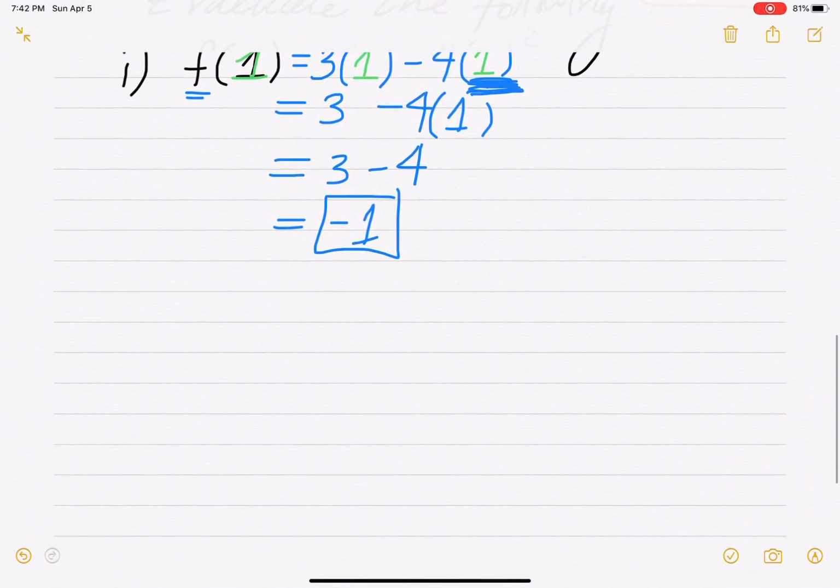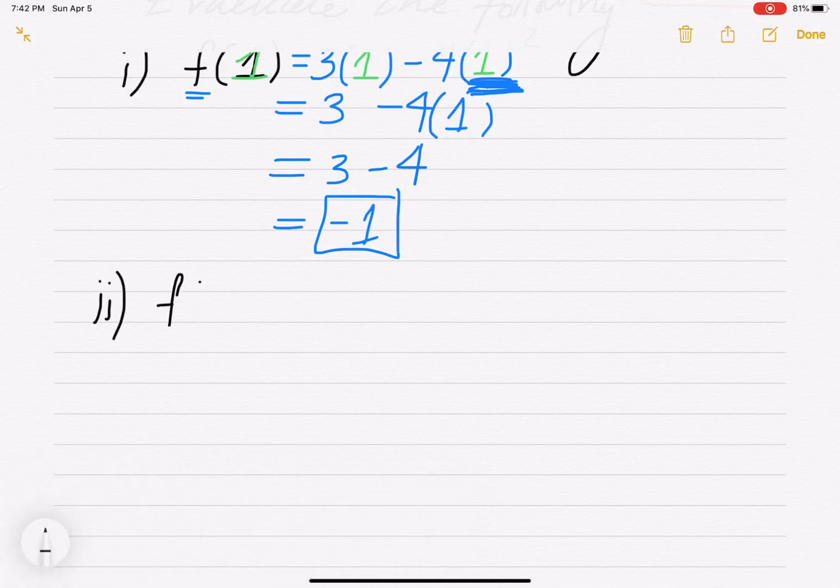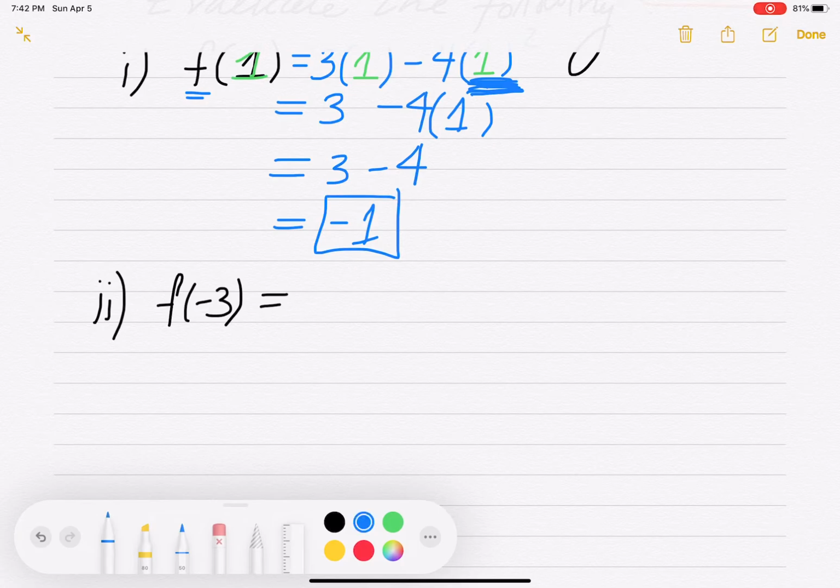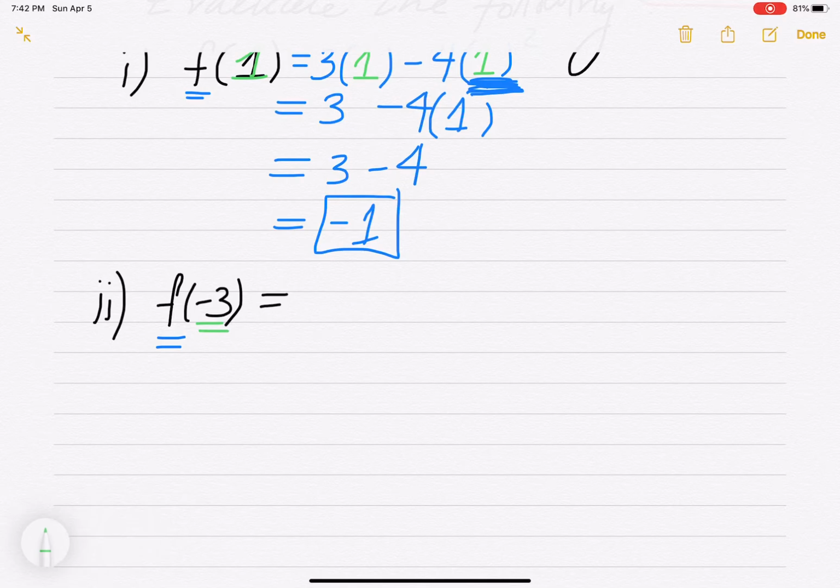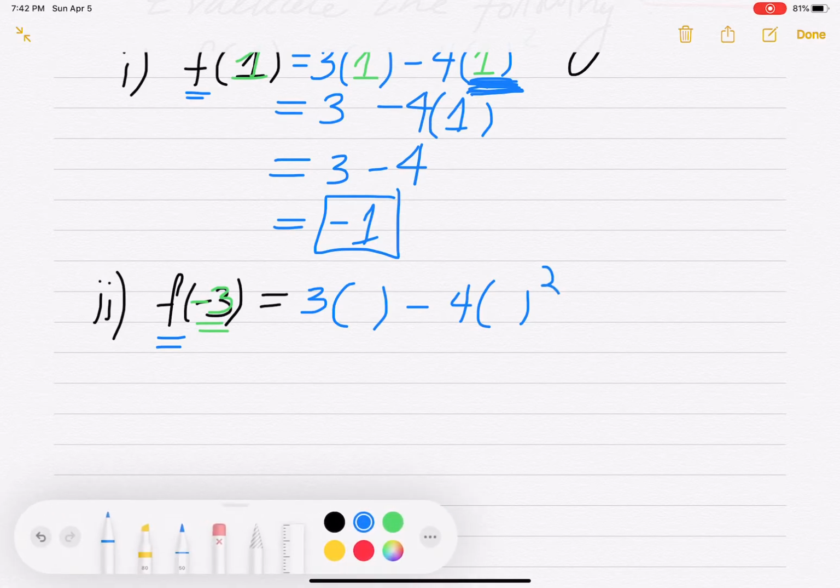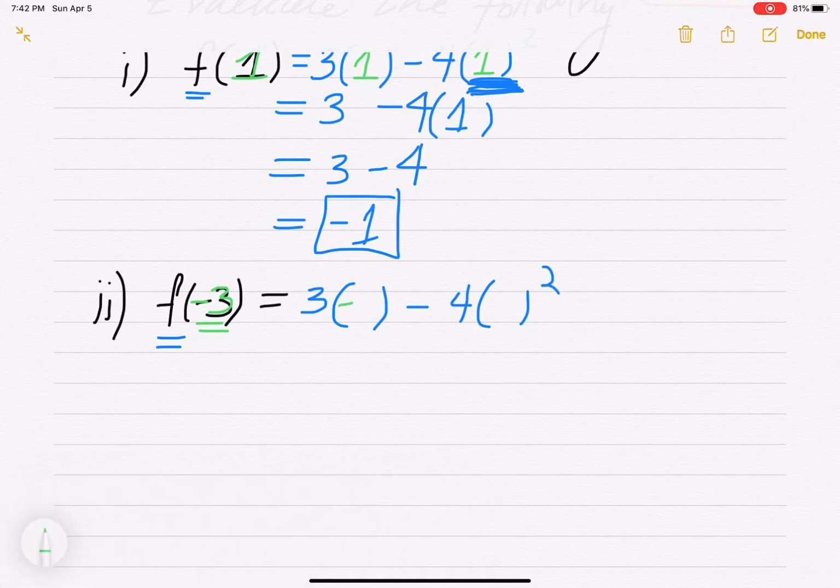All right, here's the second one. Now we have f of negative 3. What is that equal to? All right, so your function is blue, and your input is a green negative 3. So we're going to write down our template for f: 3 times blank minus 4 times blank squared. In place of the blank, I'm going to put a negative 3. That's where my x value would go.